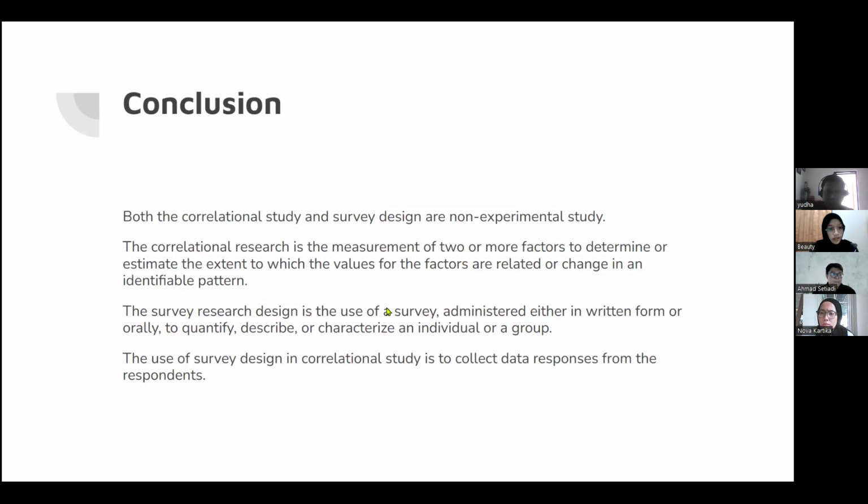And the last conclusion is that the use of survey design in a correlational study is to collect data responses from the respondents.